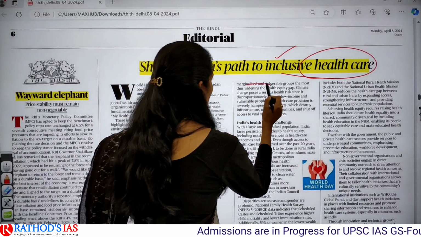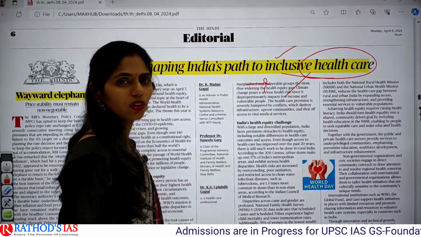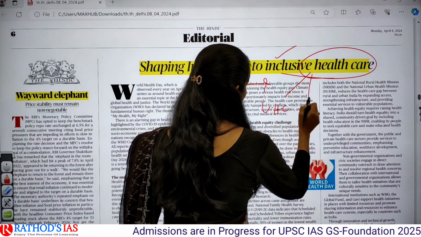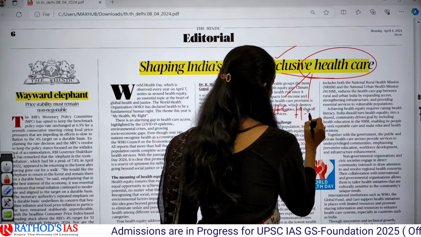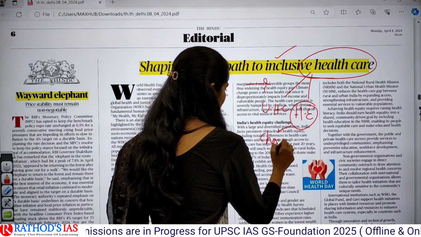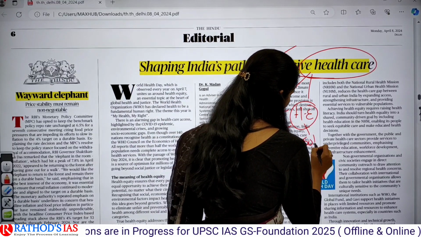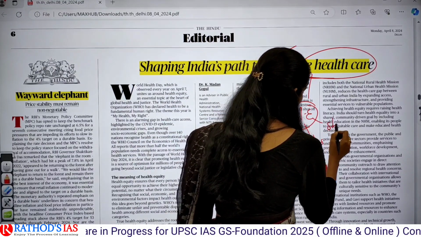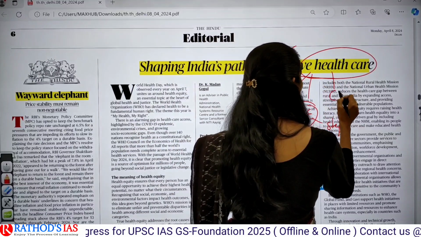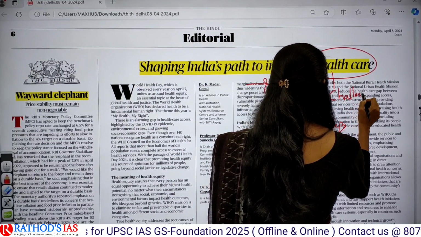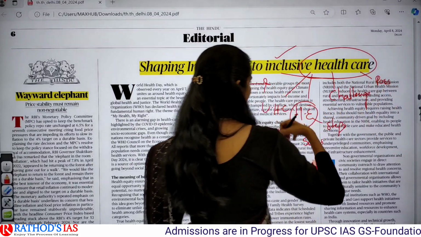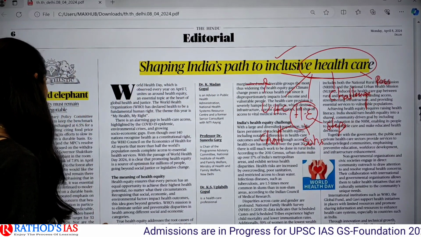Like what is healthcare? And you have to see what is inclusive healthcare, and what is health equity. In regard to health equity, what are the challenges we are facing, what are the solutions, and what are the steps taken by the government so far. And you have to see what are the challenges that we are facing in our entire healthcare system and possible solutions. In this way you have to think in a multi-dimensional manner.